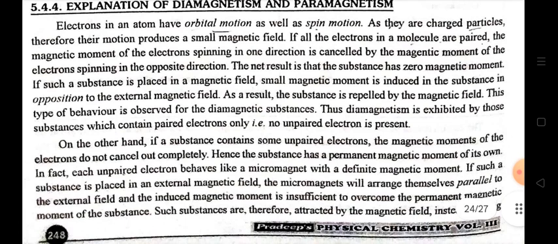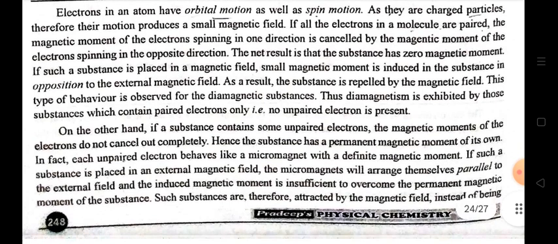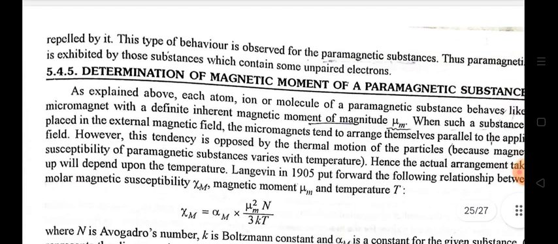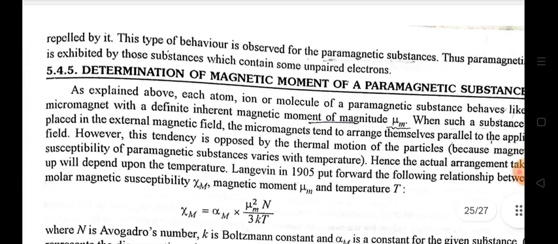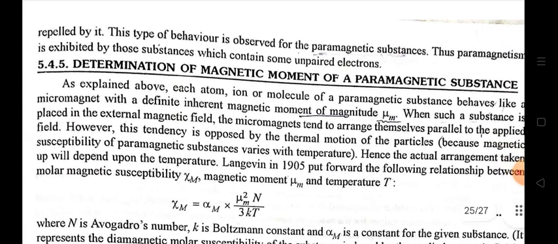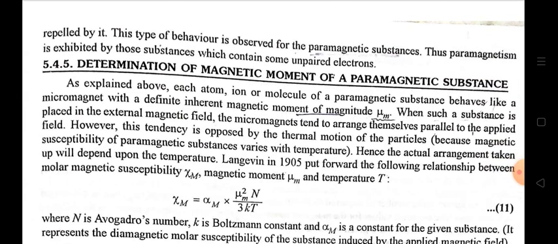On the other hand, if a substance contains some unpaired electrons, the magnetic moments of the electrons do not cancel out completely. Hence, the substance has a permanent magnetic moment of its own. In fact, each unpaired electron behaves like a micromagnet with a definite magnetic moment. If such a substance is placed in an external magnetic field, the micromagnets will arrange themselves parallel to the external magnetic field, and the induced magnetic moment is insufficient to overcome the permanent magnetic moment of the substance. Substances are therefore attracted by the magnetic field instead of being repelled by it. This type of behavior is observed for paramagnetic substances. Thus, paramagnetism is exhibited by those substances which contain some unpaired electrons.